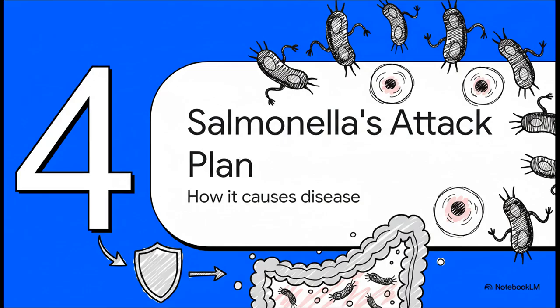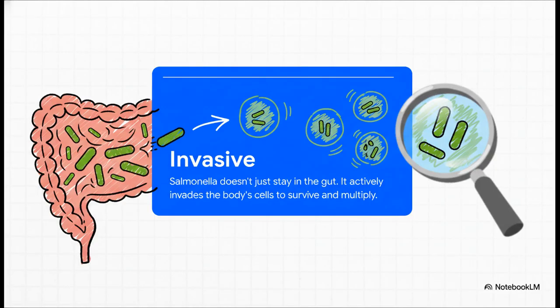Now we need to figure out its MO, its attack plan. How does Salmonella actually do its dirty work? Here's the key thing you need to understand about Salmonella. It is invasive. See, a lot of gut bacteria are happy to just hang out in your intestines. Not Salmonella. It's not content to just stay put. It actively breaks into your body's own cells to survive and multiply. That's its whole game plan.